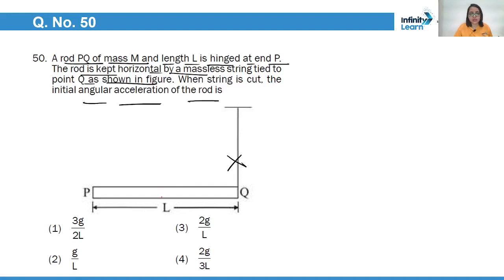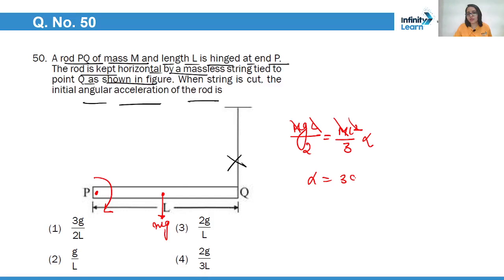So when the string is cut, this mg will rotate the rod about point P. So torque produced by mg will be mg L by 2, and that is equal to I into alpha, right? So I about this point of the rod is mL square by 3 into alpha. M cancel, L L cancel. So alpha will be 3g upon 2L, which is option 1.